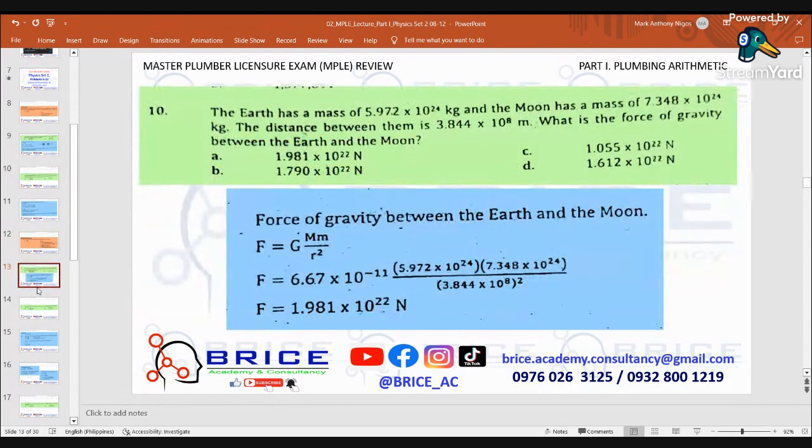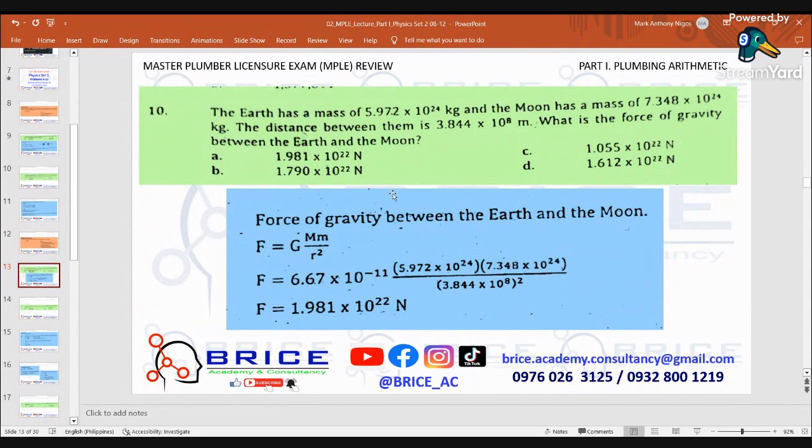Problem number 10. The Earth has a mass of 5.972 times 10 to the 24 kilogram, and the Moon has a mass of 7.384 times 10 to the 22 kilogram. The distance between them is 3.844 times 10 to the 8 meter. What is the force of gravity between the Earth and the Moon? Come closer.